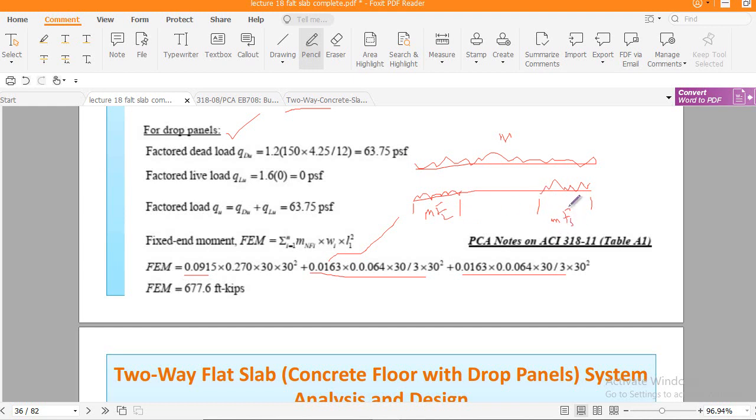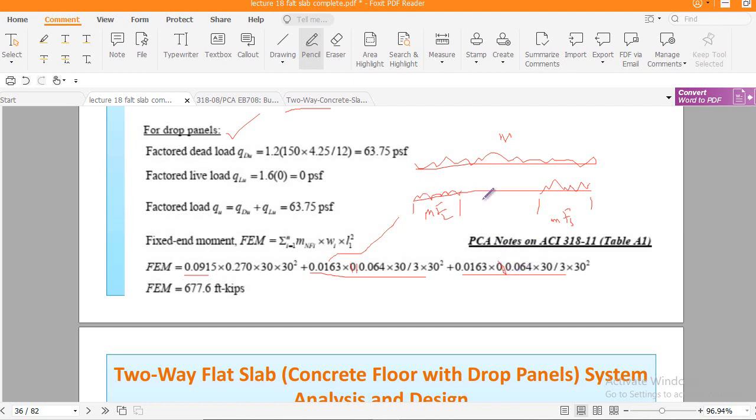So we find the coefficients, and those coefficients are 0.0163 and 0.064. Okay, this is wrong. 0.064 is the drop panel load, and this one is wrong.